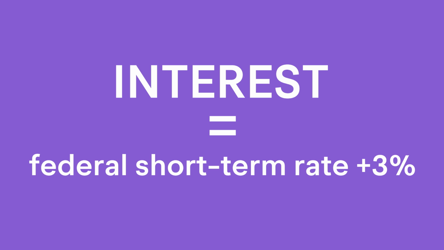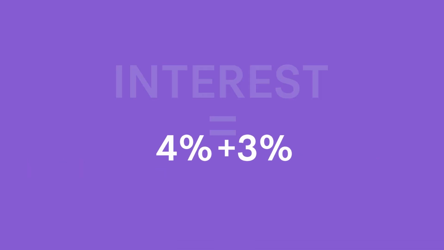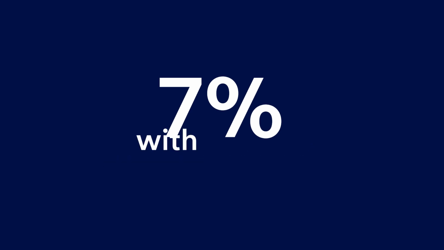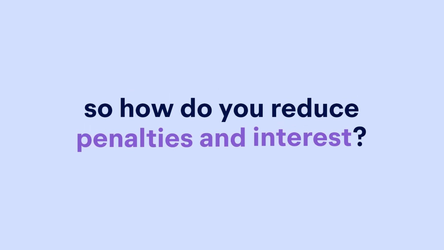This doesn't include interest, which equals the federal short-term rate plus 3%. So if the federal rate is 4%, that means you'll owe 7% interest, which compounds daily with no cap. That means if you owe $5,000 after 5 months of not filing, you'll owe $1,375 in combined penalties, and about $175 in interest. Ouch! So how do you reduce penalties and interest?